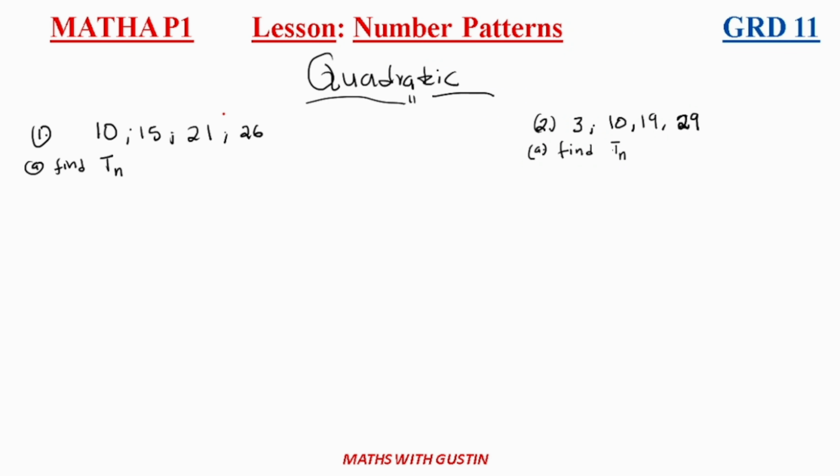Alright guys, now let's have a look at this example. It's a quadratic pattern, and we have a pattern here: 10, 15, 21 and then 26. The question says find Tn. I'm showing you this question. There are other questions that they ask on these, but we will see those when we do past papers.